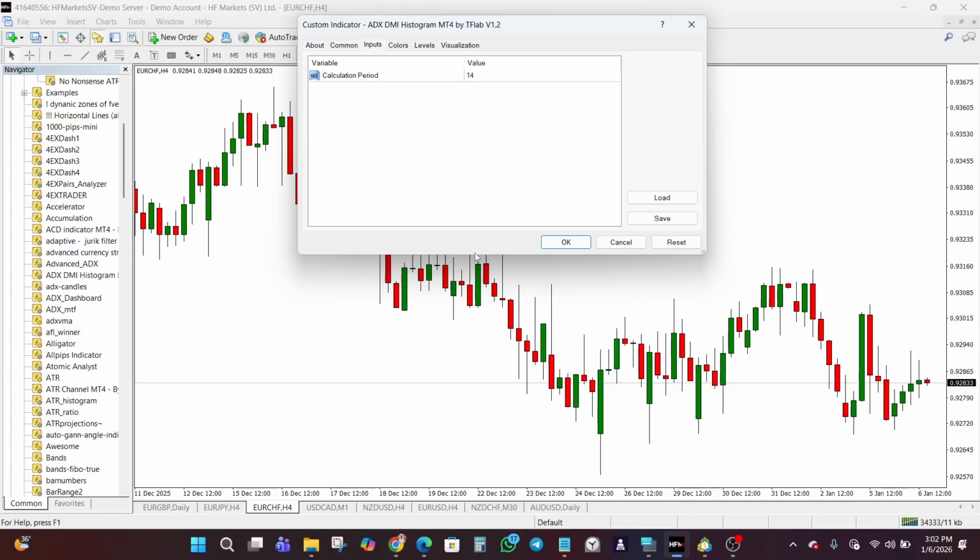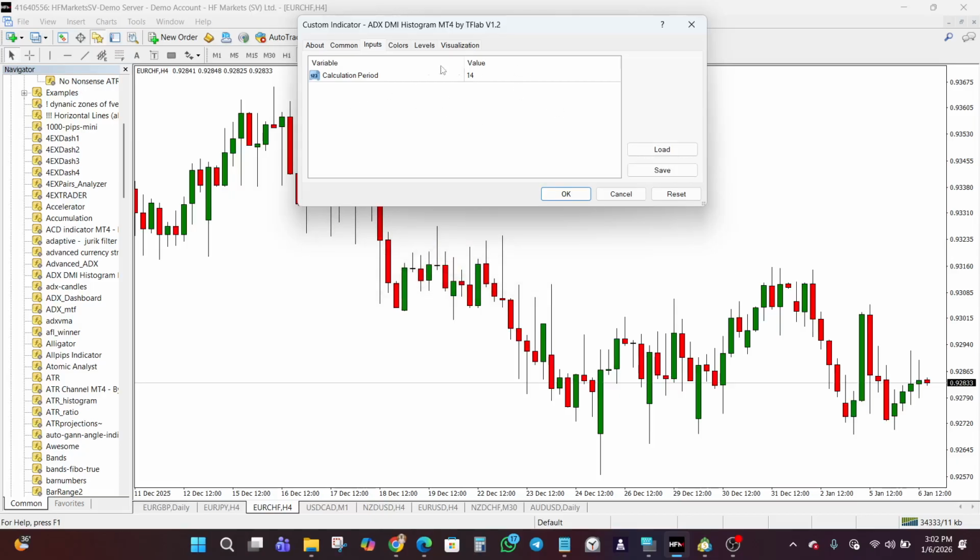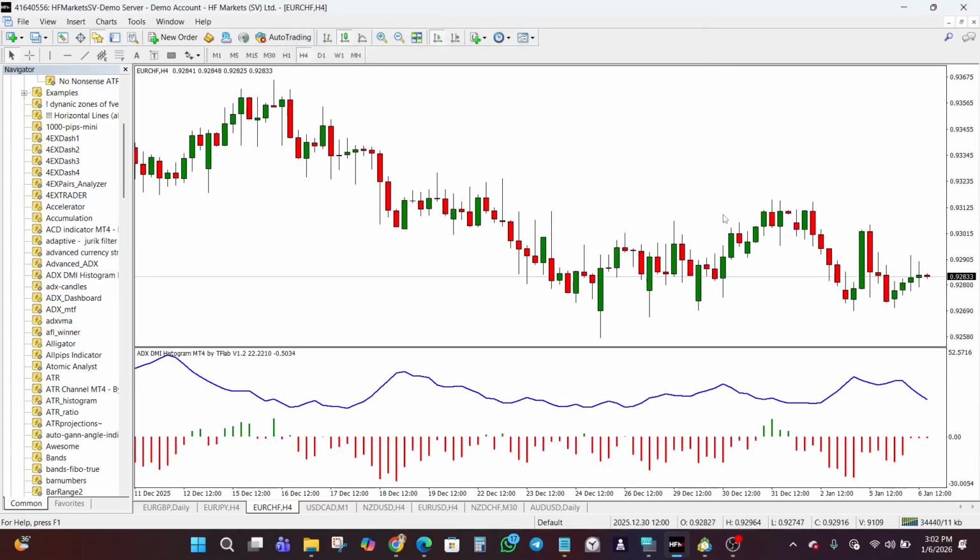Then as for the input, you can see here the only customizable setting we have here is the calculation period. If you want higher sensitivity, you just reduce the period. If you want lower sensitivity, you just increase the period, right? Now we click on OK.